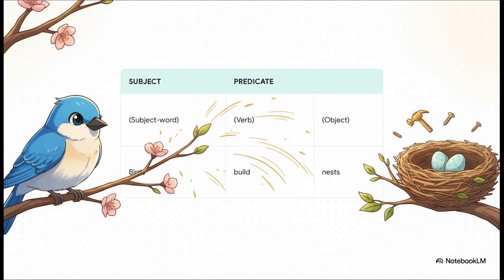Here we go. Classic example. Birds build nests. Birds are our subject. Build is our verb. And what do they build? Nests. Bam. Nests is the object. It's receiving the action of building.